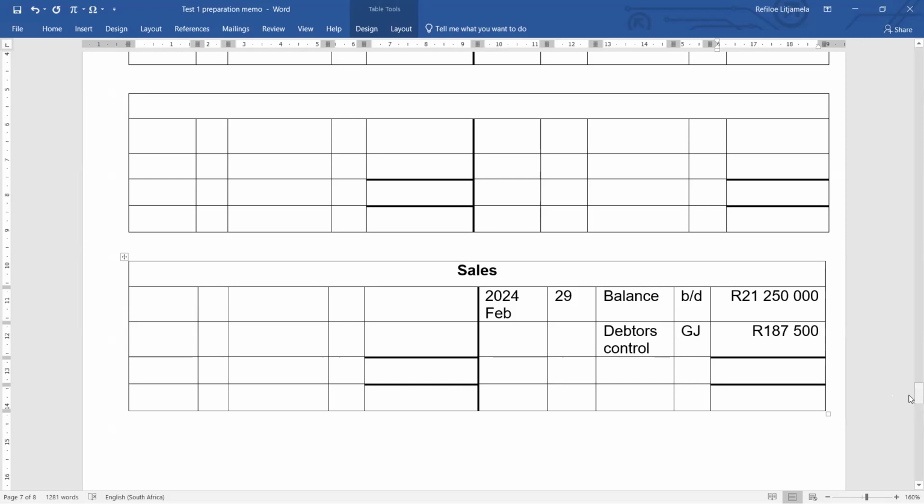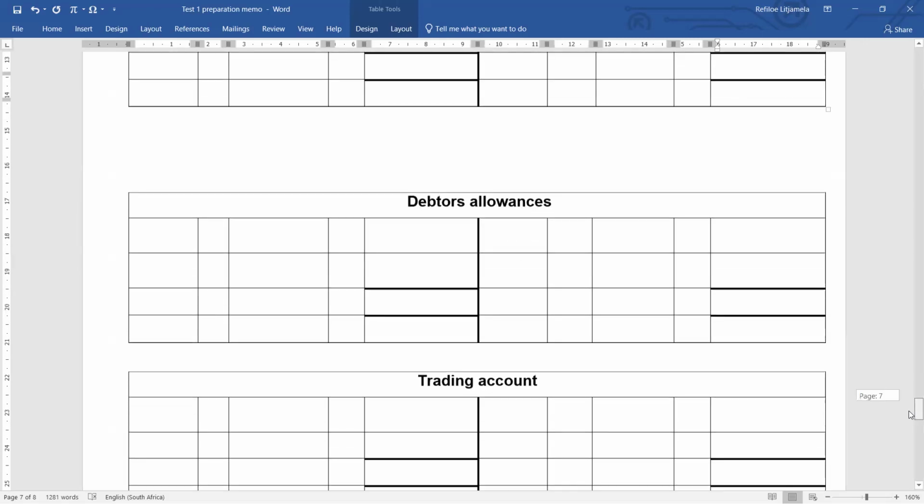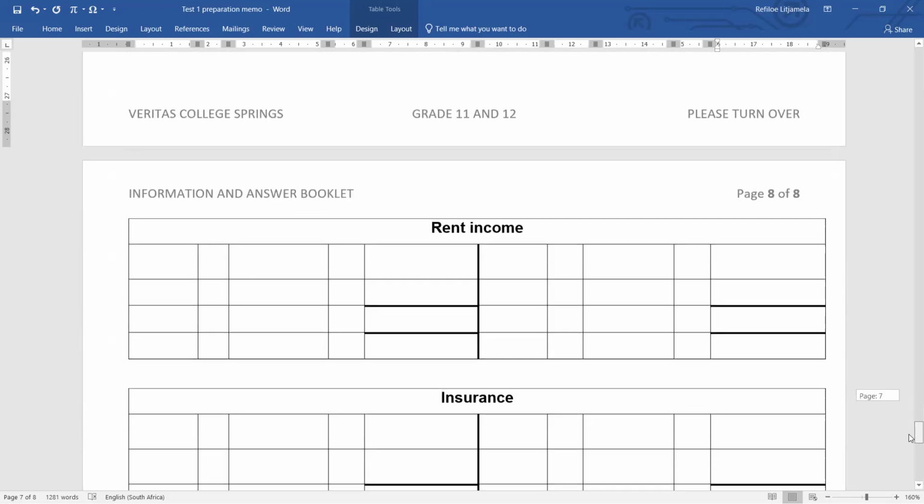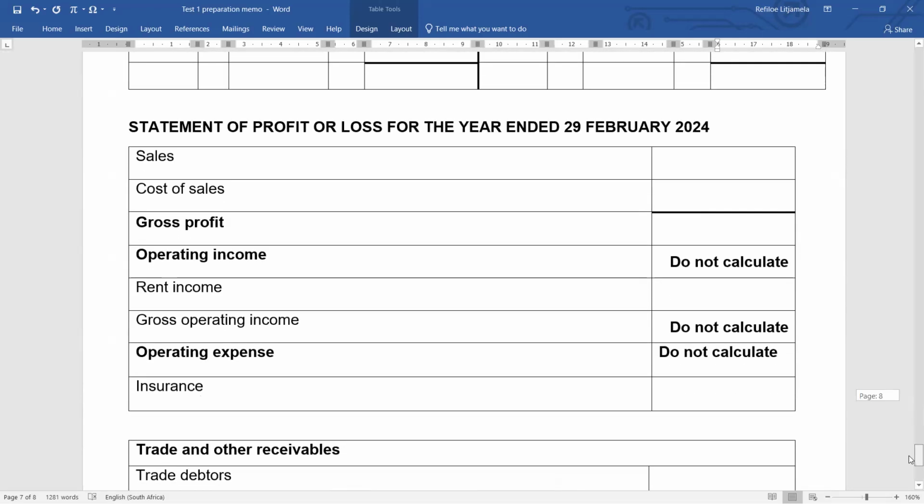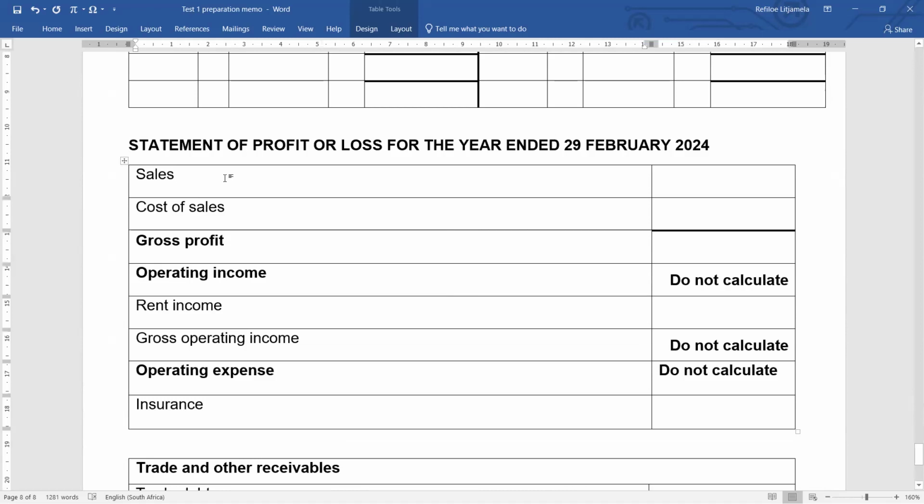I've done it in the general journal. I've done it in the general ledger. The only thing that I need to do it in is my financial statement. So how much is sales there? You said it's 21,250,000. You're going to add 187,500.